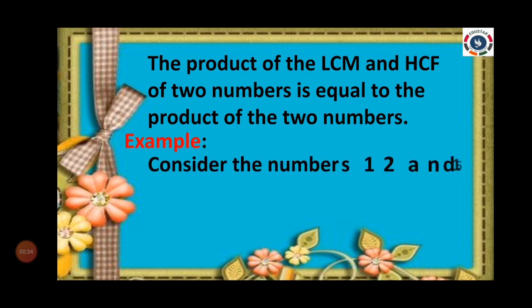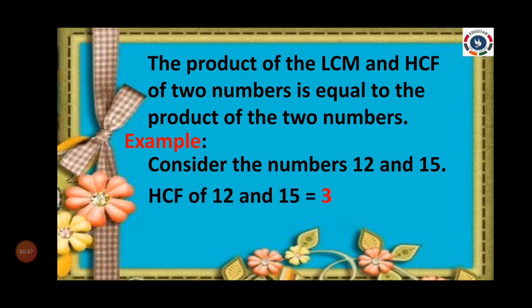Consider the numbers 12 and 15. If you find the HCF using these two values, 12 and 15, the HCF of 12 and 15 is equal to 3. Easily you can find that 12 and 15 come in the 3 table. So that is the lowest value, 3 is the smaller value, so that is the HCF.